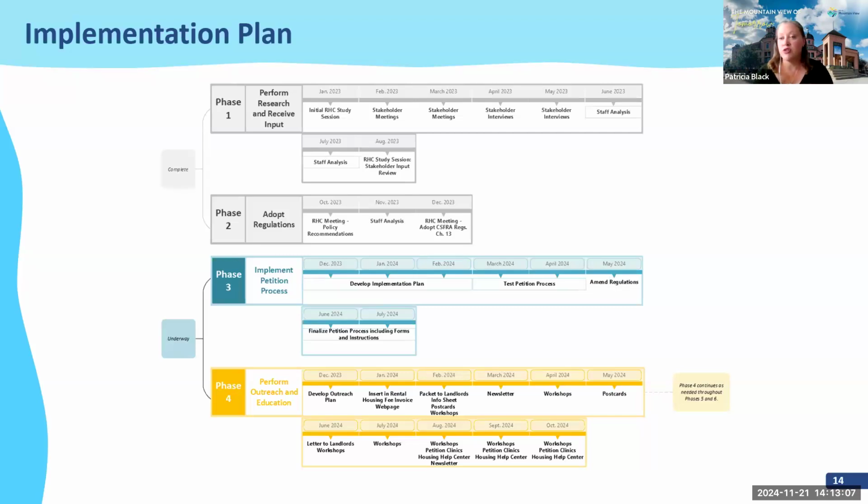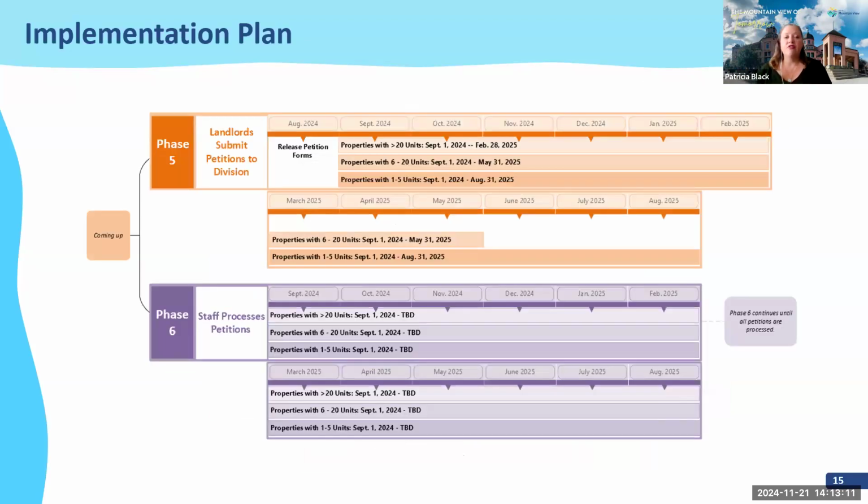So we will continue to do outreach and education throughout this process. And phase 5 and 6 are currently live. So starting in September, property owners were able to begin to file petitions with us. And there are rolling deadlines. If you are in a property with more than 20 units, you need to have your petition submitted to us for review by no later than February 28th.